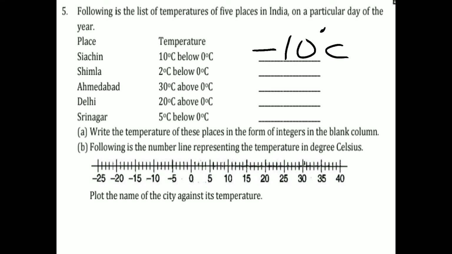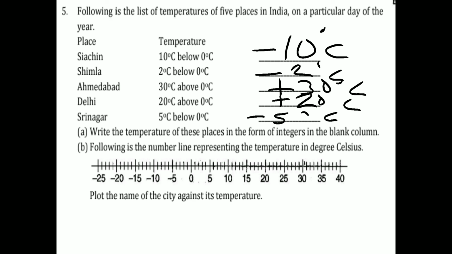Shimla 2 degrees Celsius below, again below, so it will be minus 2 degrees Celsius. Then Ahmedabad 30 degrees C above means plus 30 degrees. Clear? Delhi 20 degrees Celsius above means plus 20. When the word above comes, we do plus, down or below comes minus. 5 degrees below, so minus 5 degrees C. Clear? Now represent the temperature of these places in the form of integers in the blank column. Clear? So I already did A part, we are done.